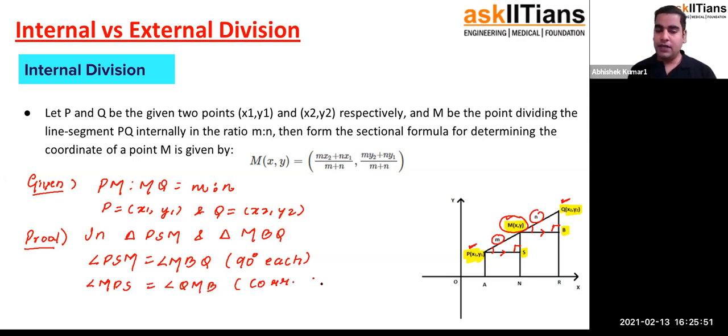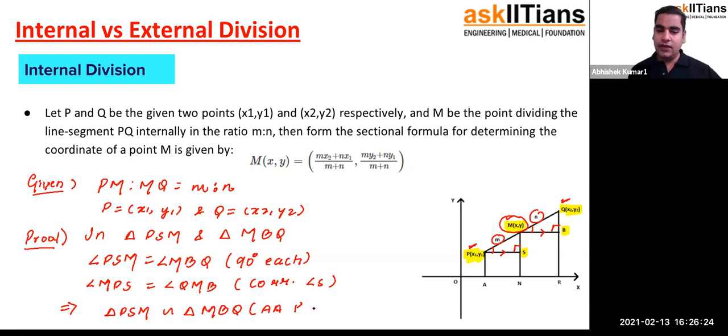Okay. And because two angles of one triangle are equal to the two corresponding angles of the other triangle, it can be said that the two triangles under consideration are similar to each other by double A rule. Like we all know what double A rule is. So by double A rule, these two triangles that we have considered here are similar to each other. Okay. So I'm writing that here. So you have triangle PSM similar to triangle MBQ, by double A rule.